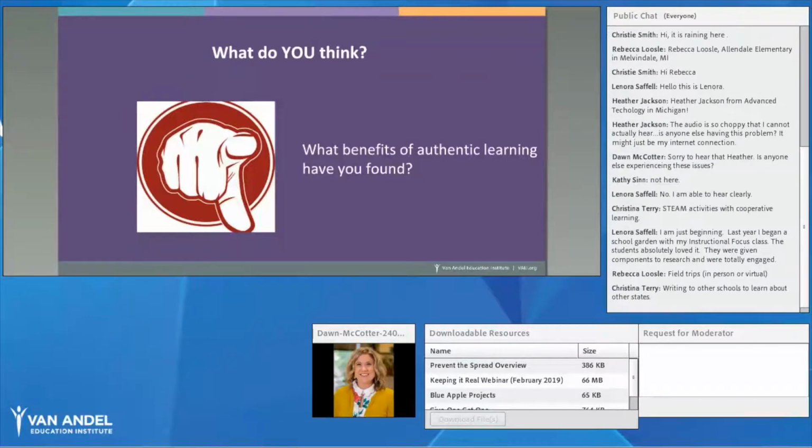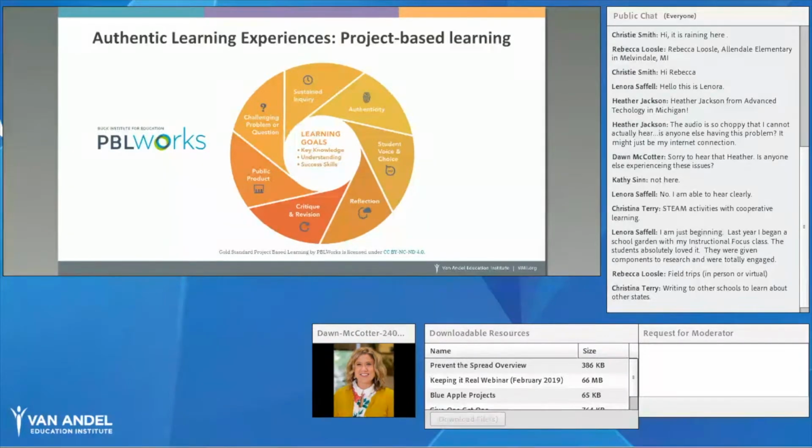But we're going to dive in now to the second part of our presentation today, and that is how to get started with authentic learning experiences in your classroom. Lenora talked about the garden, and that to me sounded like a great example of project-based learning.